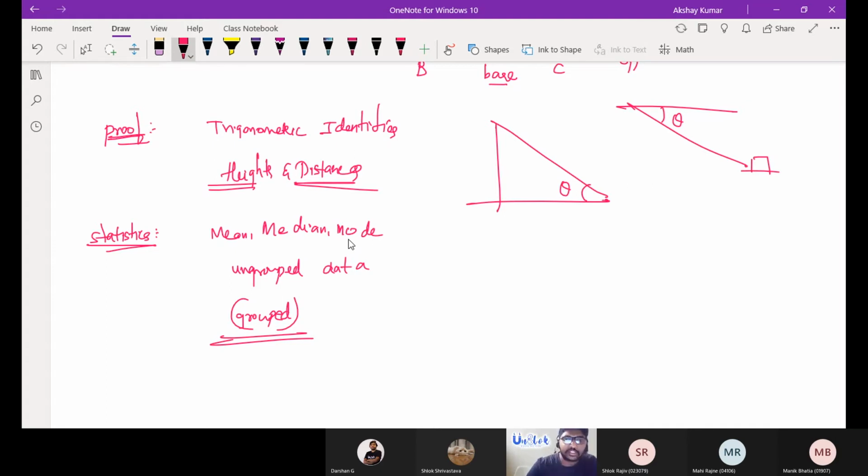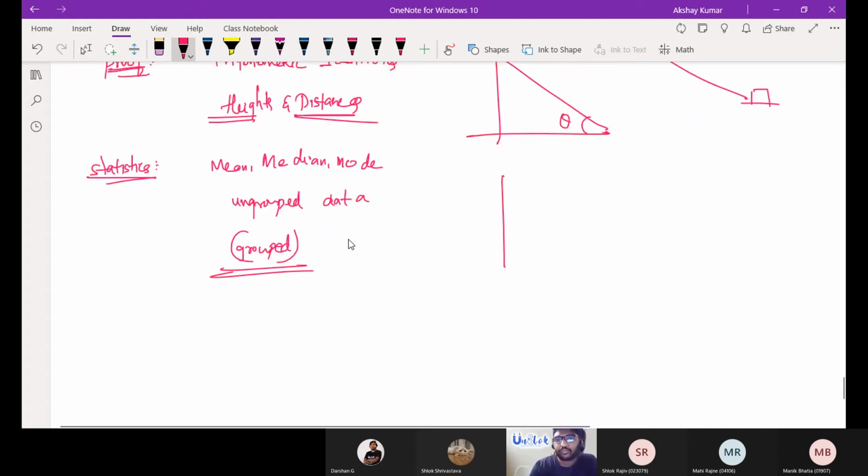And then there are certain graphical ways as well. To find median, there are some graphs called ogive. We'll understand how to draw ogives and how you can graphically find the median value. This also we will be learning here. And the last part is nothing but probability.